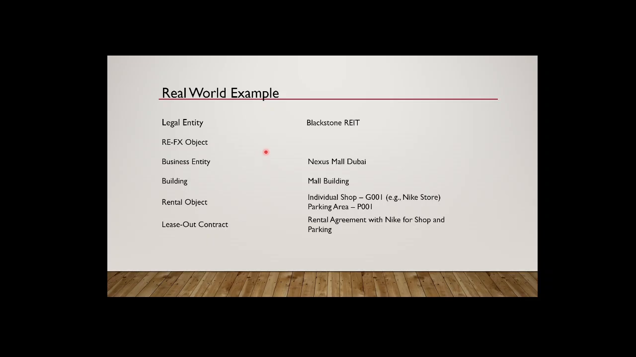So if you think about a real world example, you have say legal entity, Blackstone REIT. This entity has got say a business mall in Dubai, so we call it Nexus Mall Dubai. You can give the business entity name as Nexus Mall Dubai, then you can give the building name as mall building. Rental object can be one individual shop, say G001, and you have given the shop for rent to a Nike store with a parking area P001. So when you create a lease out contract, you will create a rental agreement with Nike for shop and parking.